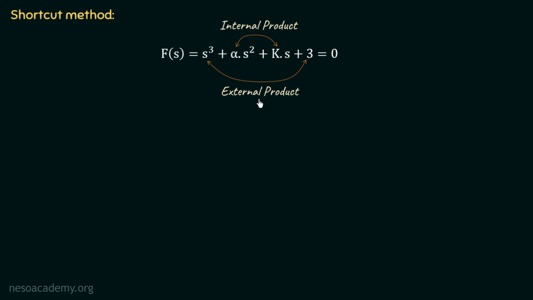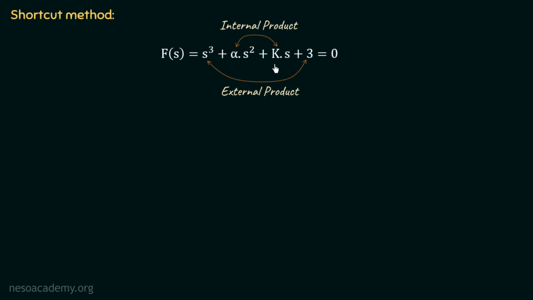Now already we know the necessary conditions of stability, right? In order to be a stable system, this polynomial must be a Hurwitz polynomial. That is, all the coefficients must have the same sign and none of the coefficients vanishes. So we can see that the coefficient of s cube is equal to 1, which is positive. So alpha should also be positive and k should also be positive, as 3 is also positive. So we can say that alpha and k should be positive. This is the necessary condition for this characteristic equation to be stable.